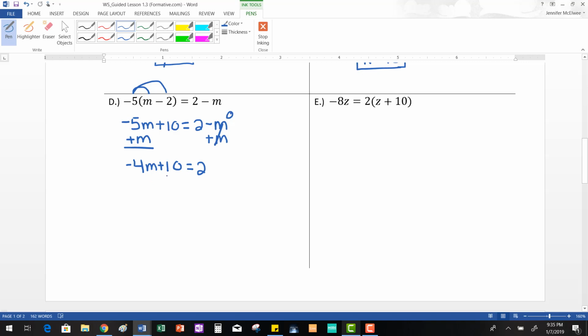So now I move my constant terms to the right-hand side. I'm going to subtract 10. So I'm left with negative 4m is equal to negative 8. All I have left to do here is to divide by negative 4 on both sides. M equals 2.